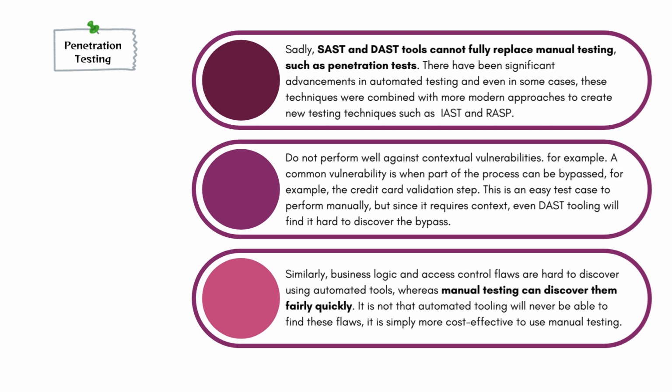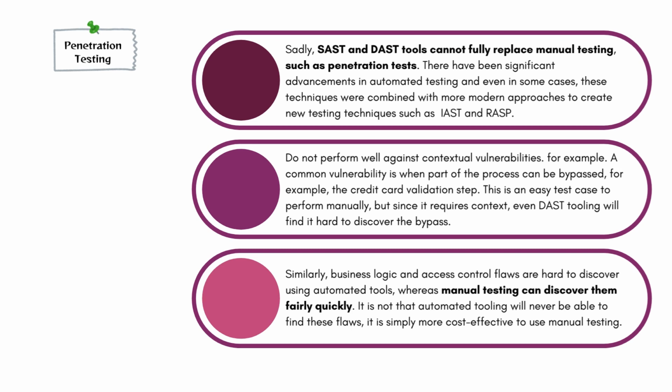For example, a common vulnerability is when part of the process can be bypassed, for example, the credit card validation step. This is an easy test case to perform manually, but since it requires context, even DAST tooling will find it hard to discover the bypass.